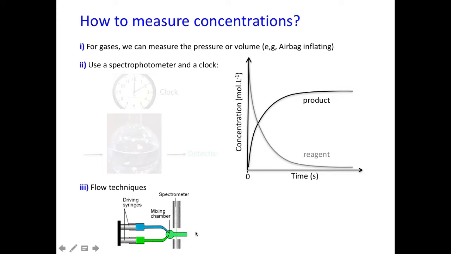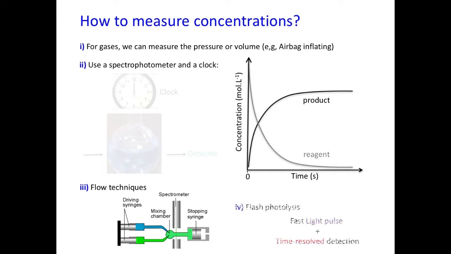This arrangement can be used, but you can also put a stopping syringe here. So there's a stopped flow technique where you have the reaction, and at a given volume this stops, and then you can get the absorption, and then you can calculate the concentration of the species involved, of the reagents and products. You can also have flash photolysis.